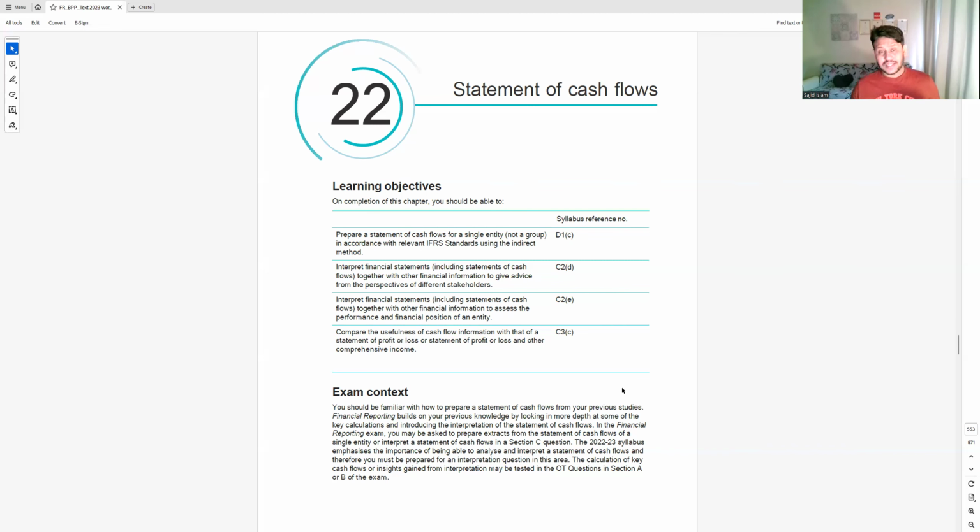So the cash flow statement is one of the important parts of the annual accounts. Even though normally when we talk about annual accounts, we talk about only the profit and loss account and the statement of financial position, cash flow is one of the important parts. Now, before we start the cash flow statement, let's talk a little bit about why the cash flow statement is very important.